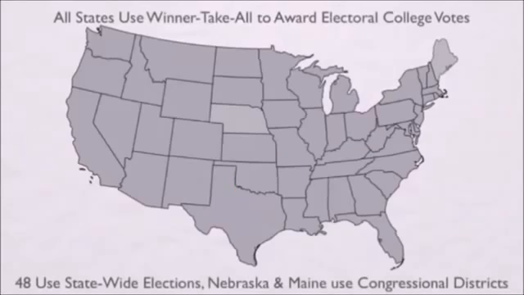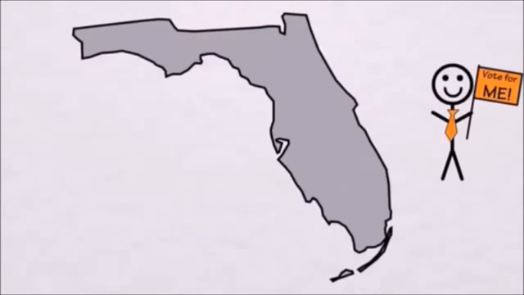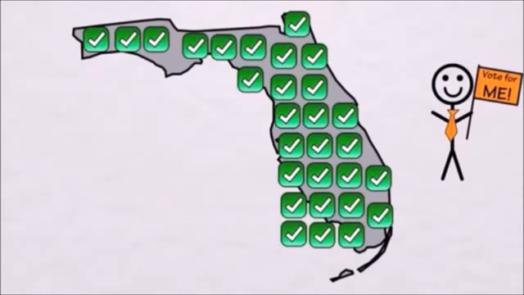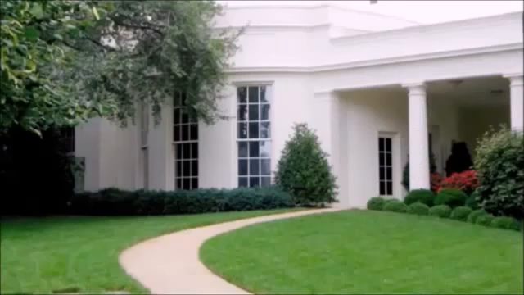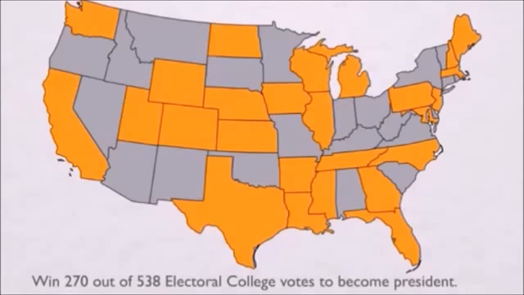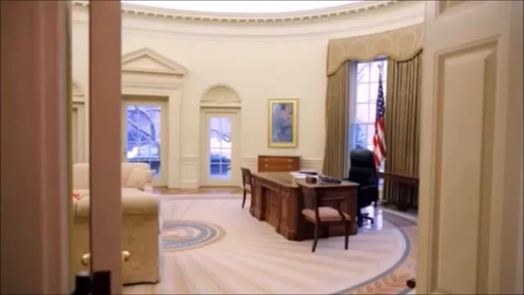48 of the 50 states give all their Electoral College votes to the candidate who wins a majority in their state. Take Florida, for example, which has 29 Electoral College votes. If a candidate wins a majority, no matter how small that majority, he gets all the votes. So the path to the White House is clear. Win enough majorities in enough states to get more than half of the Electoral College votes, and you get to sit at the big desk.